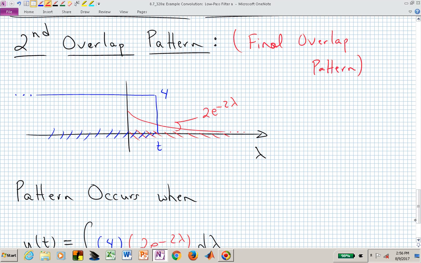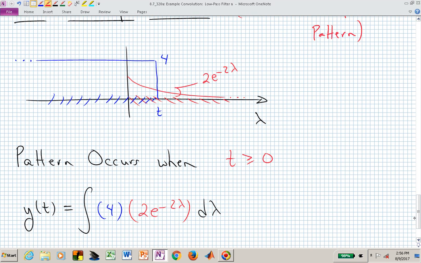The first was no overlap, and now we have a second overlap, which is the final overlap. This overlap pattern occurs when t passes to the right of lambda equal to 0. And now we can find the value of the expression for the output y of t when this pattern exists. This pattern exists for t greater than or equal to 0.